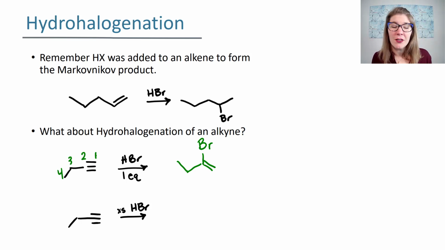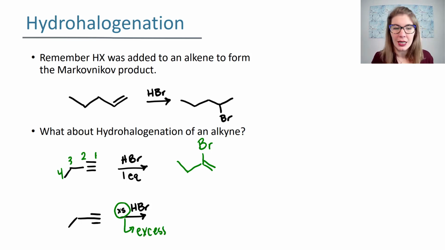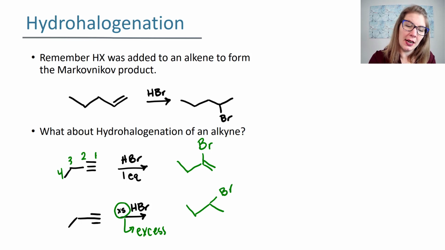What if we had plenty of bromine? That's what this excess means. Remember, this means excess, like you have as much as you could possibly need. We'll go ahead and we'll draw out our 4 carbons again. And when we do this, now we have 2 bromines adding, and they're both going to add to the more substituted side. So you get a dibromo product. What if we wanted this to add to the less substituted side? What would we do in that case? And that's what we're going to look at next.